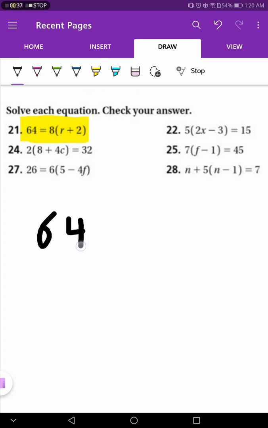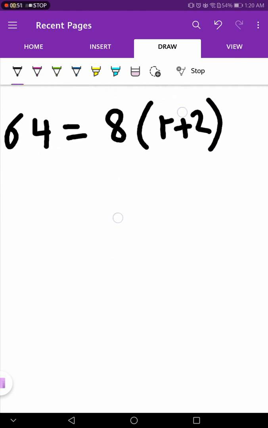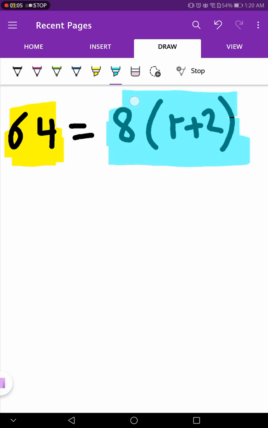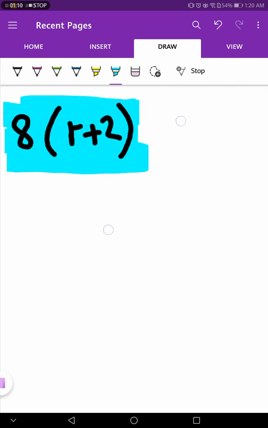64 equal 8 multiply r plus 2, close the parentheses. Now as you see and as we used to do, we determine the left and we determine the right, and we move to the side that has a variable, which is this side.